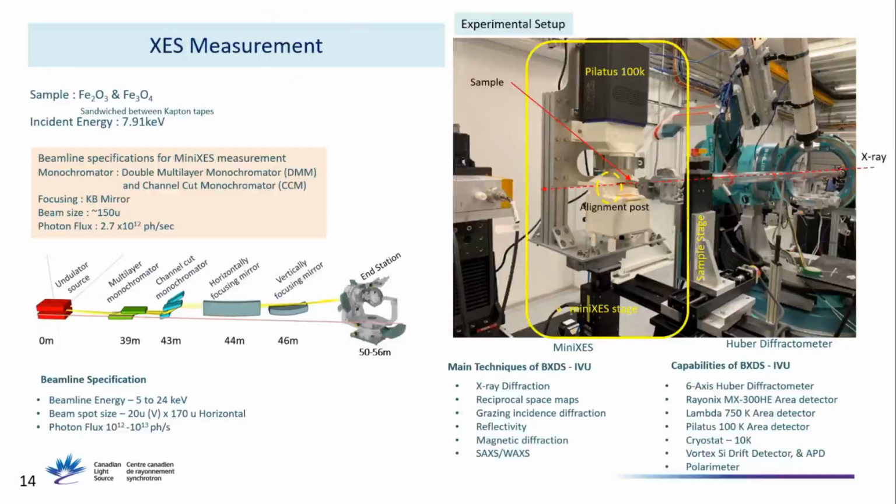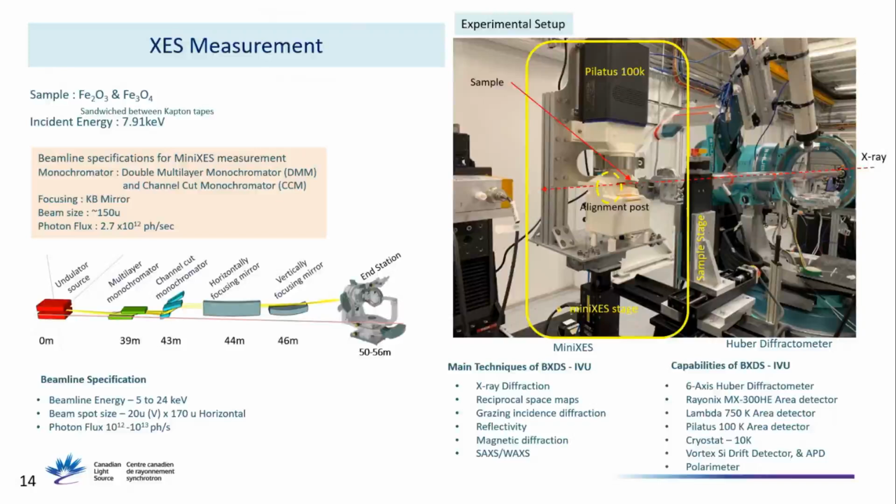This undulator beamline is equipped with two monochromators, one a multilayer monochromator and the other a channel cut. Then the beam is focused with a KB mirror. The beam can ideally be focused to 20 micron vertical and 170 micron horizontal, but currently we have issues with the KB mirror, so we are getting around 150 to 200 microns. The beamline can go from 5 to 24 keV, and the flux extends to about 12 to 13.